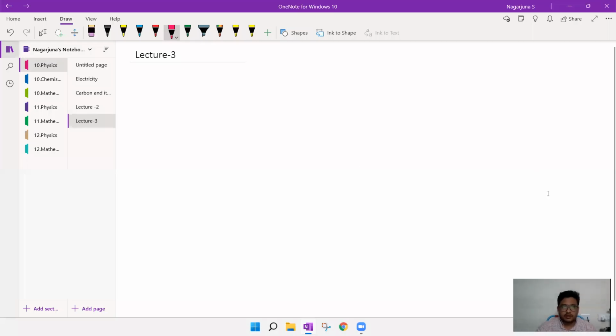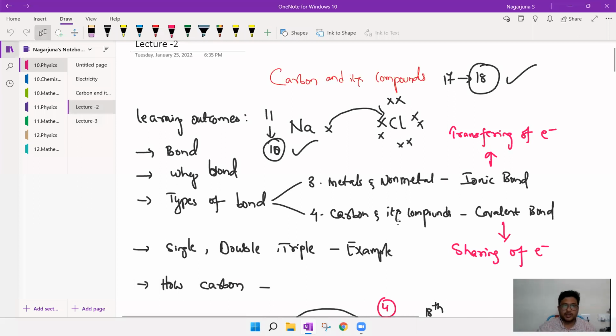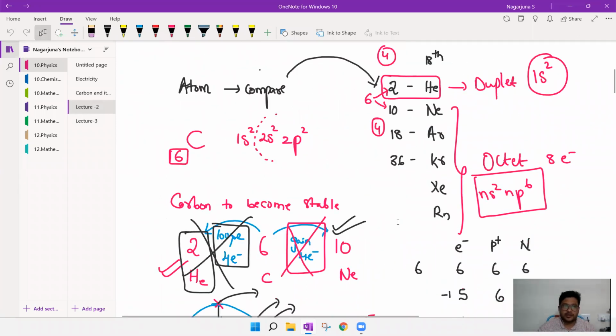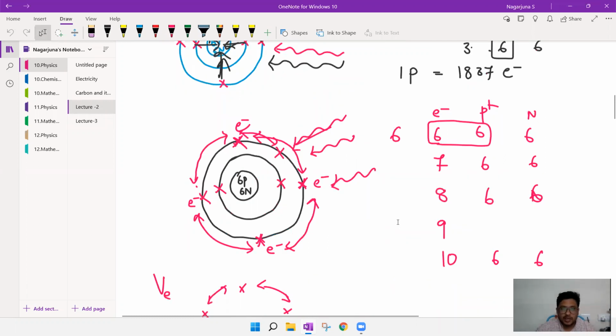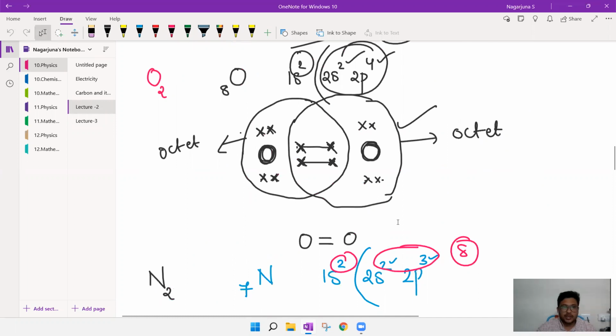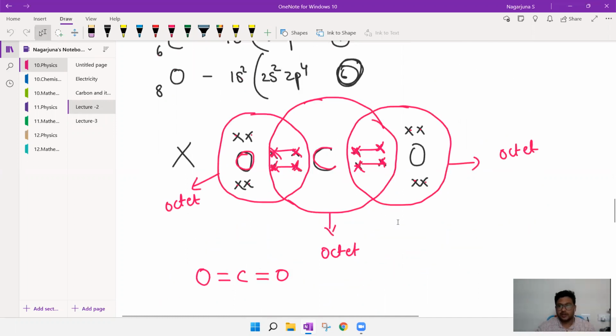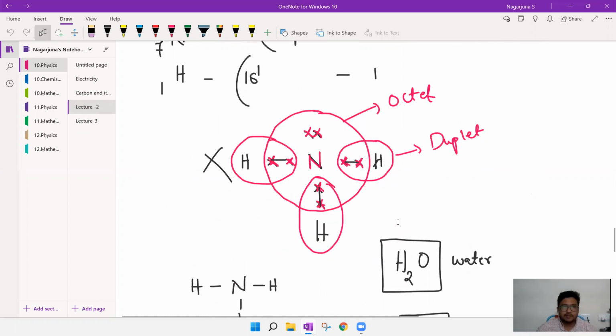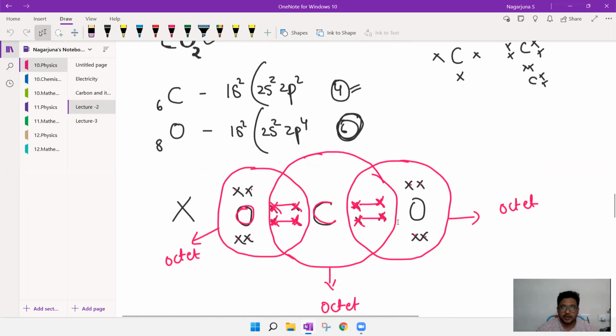In the last lecture, we discussed what the different types of bonds are, what the difference is between a single bond and a double bond, and we saw single bond, double bond, triple bond, covalent bond and ionic bond. Covalent bond, in the sense, is sharing of electrons between two atoms. Here we have seen examples of single bond in hydrogen, double bond in oxygen, and triple bond in nitrogen.